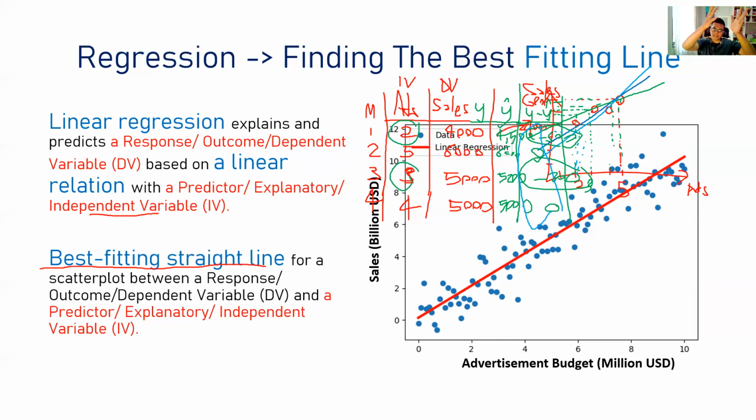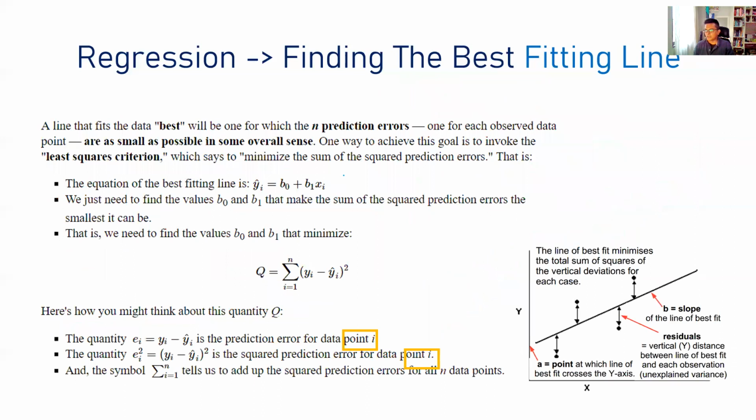So you have an independent variable on the x-axis, and a dependent variable on the y-axis, and then you have a scatter plot and the function. There are many combinations of straight lines that you can build, and the idea is to find the best fitting line which leads to minimum prediction error. So regression is essentially finding the line that fits the data best, the one for which the prediction error is smallest.